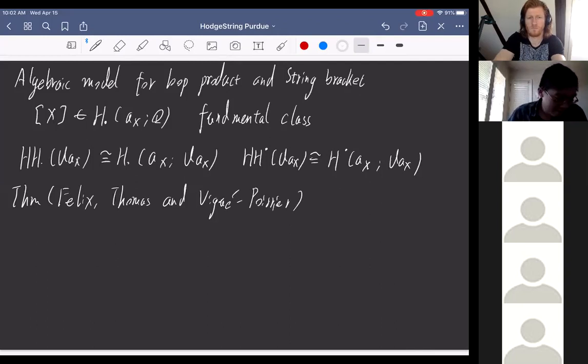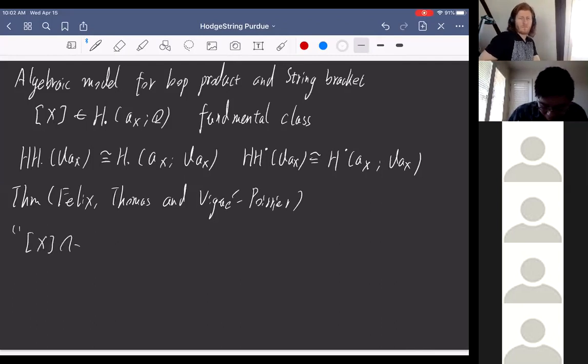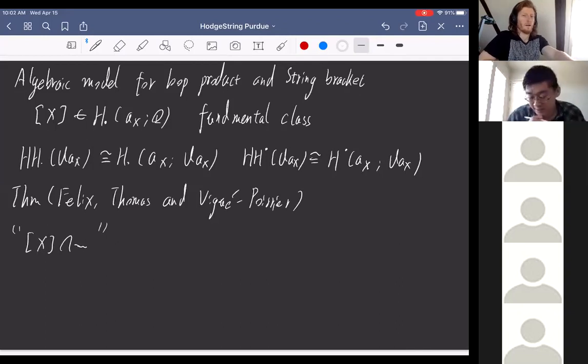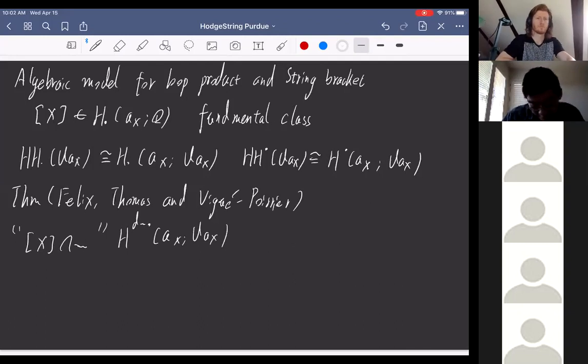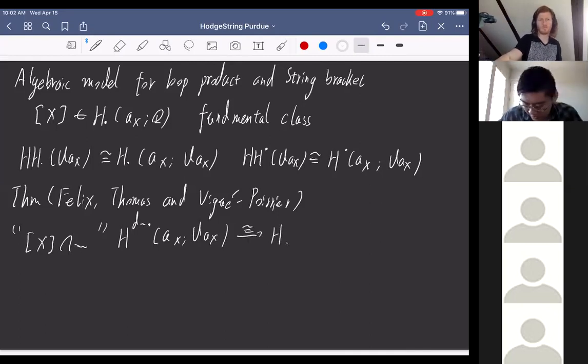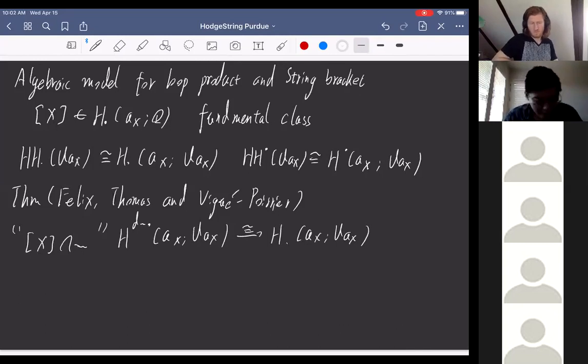What they did, and I will not state their result precisely, but roughly, as I mentioned, you can think about this top class, or you can realize it as a class in the Lie algebra homology, and also you can lift it to a chain level, and you can cap this class on the Lie algebra Chevalley-Eilenberg cochain. It will give you an isomorphism between the Lie algebra cohomology and the Lie algebra homology, both of them with coefficients in UAX.